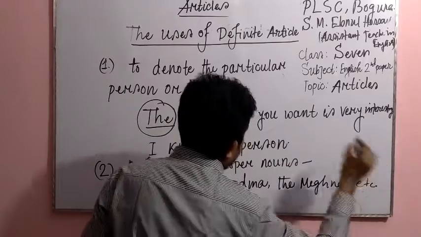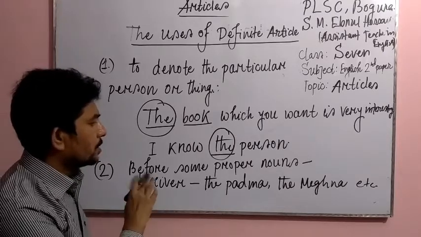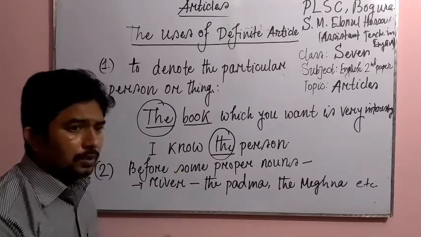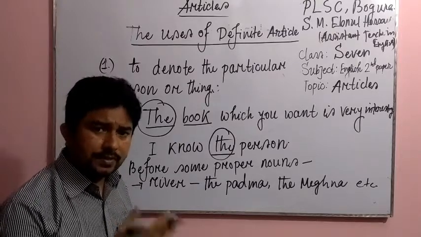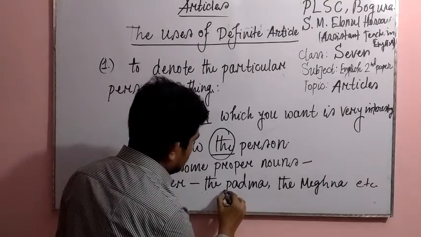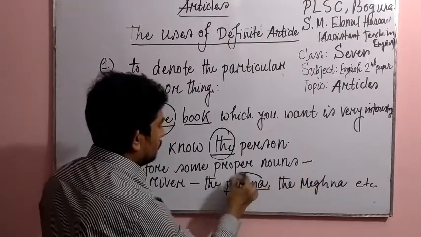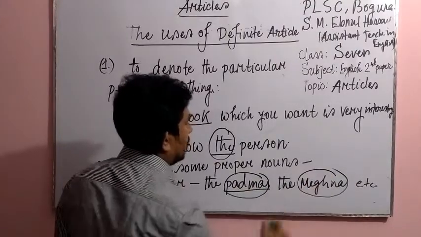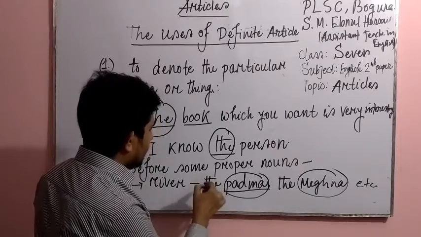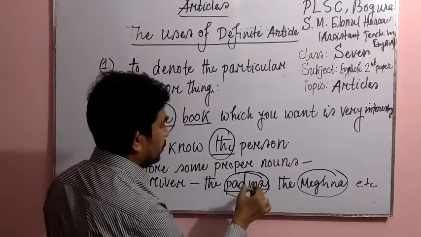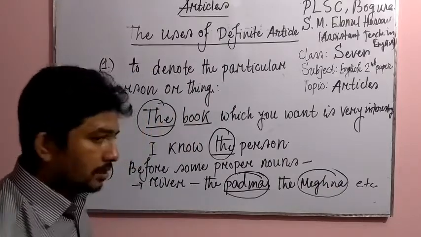Here notice that we use the definite article before some proper nouns, and we know what a proper noun is. A proper noun is the particular or specific name of something. That means this is the name of a particular river, the Podda, the Meghna. As the Podda is a proper noun, the Meghna is a proper noun, and it is the name of a river. So here the definite article is used before the proper noun Podda and before the proper noun Meghna. Now we are going to switch to the third rule.